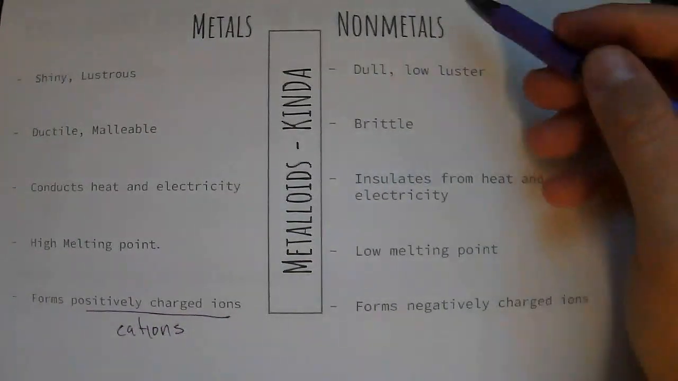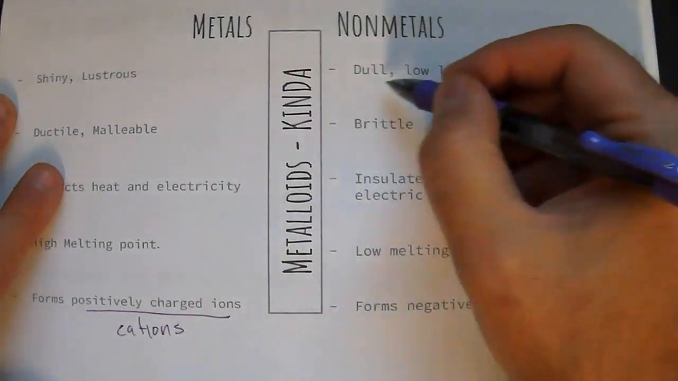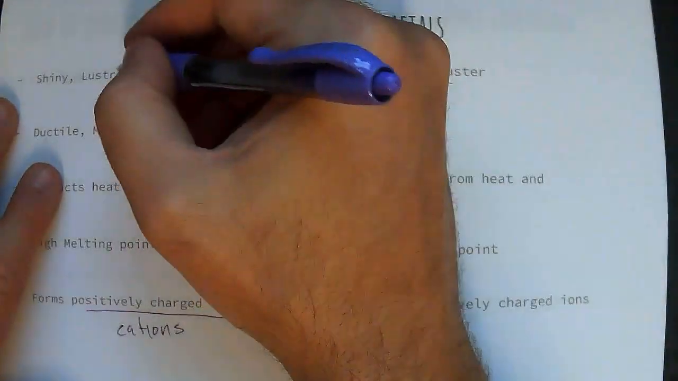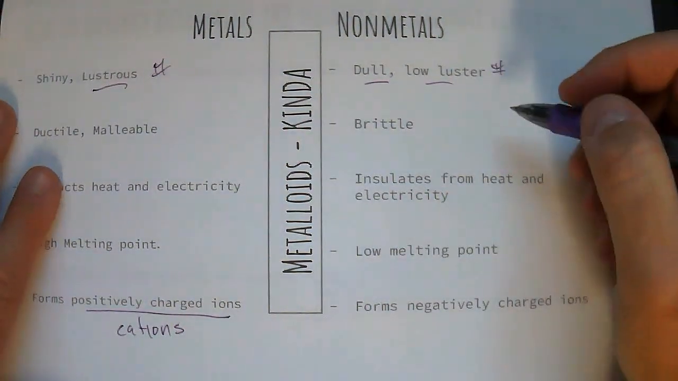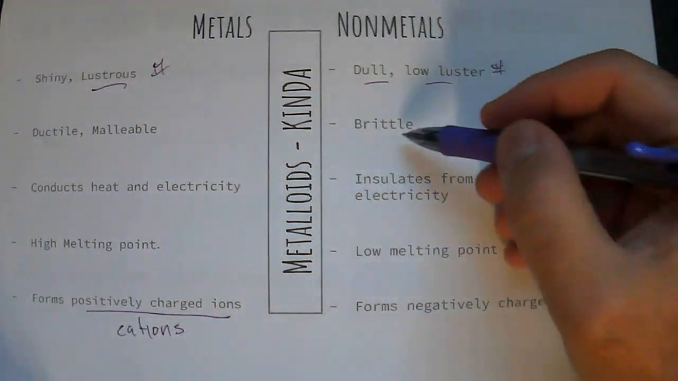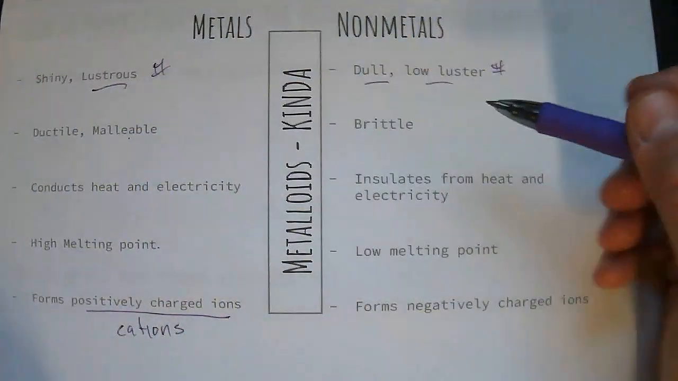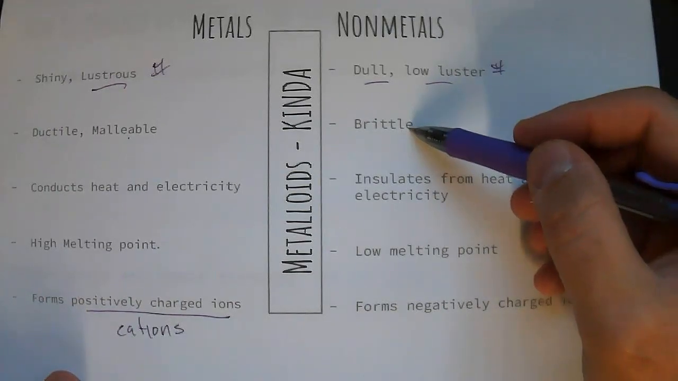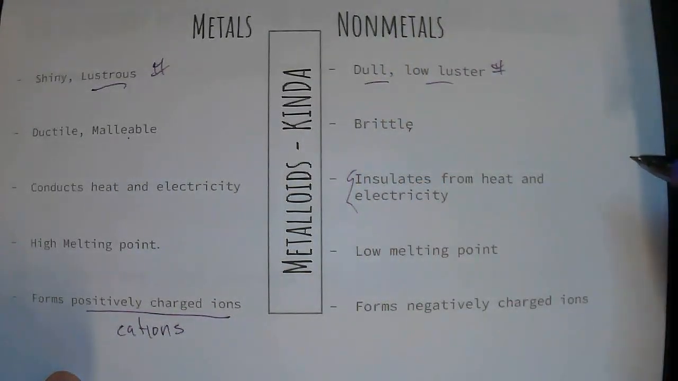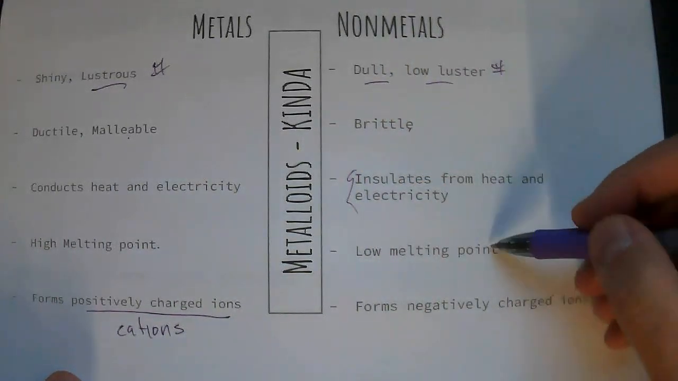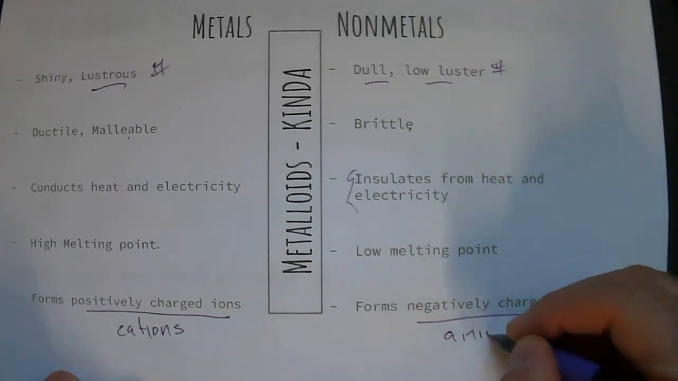Then the opposite, because metals and nonmetals are opposite: instead of being shiny, nonmetals are dull, or they have low luster. Luster actually has a scale. It's a number, so if it has low luster, it has a low lustrous scale. Instead of being able to be drawn into wires and being pounded with a hammer, they're brittle. If you hit a nonmetal with a hammer, it's going to shatter. They use nonmetals as insulators, and they have low melting points, and they form negatively charged ions, which we call anions.